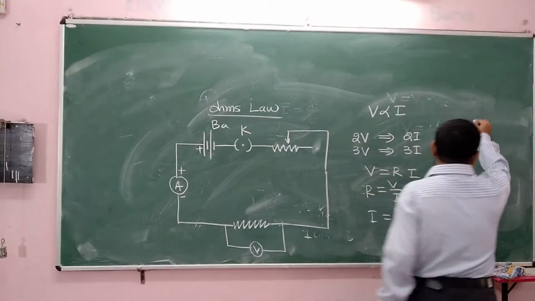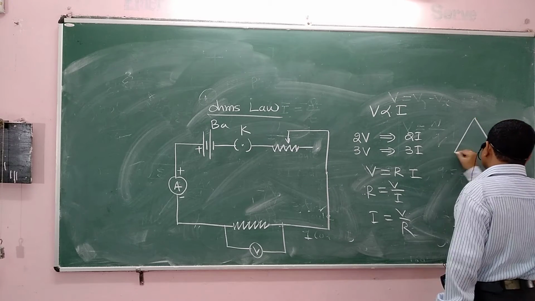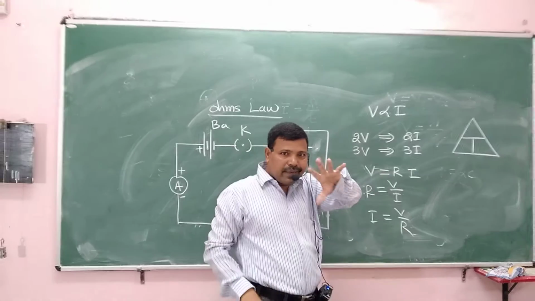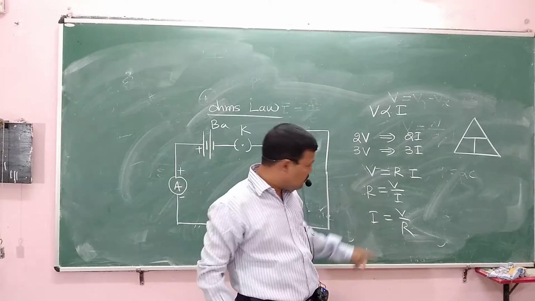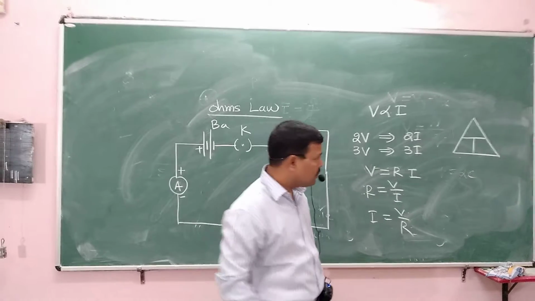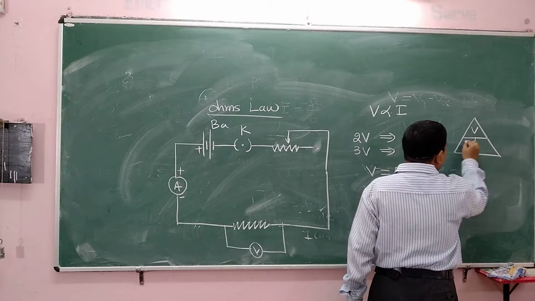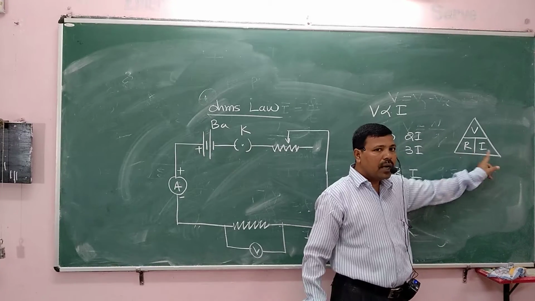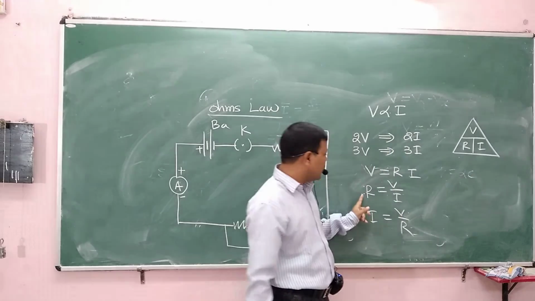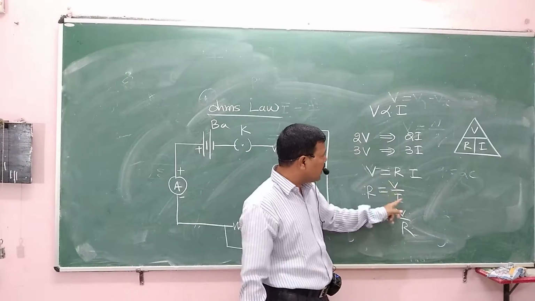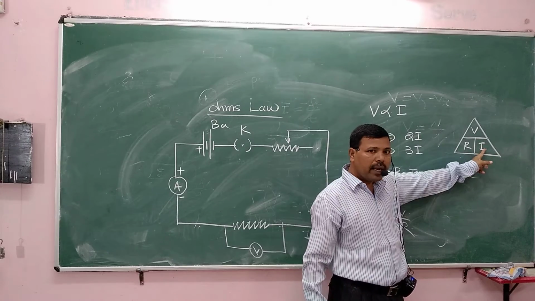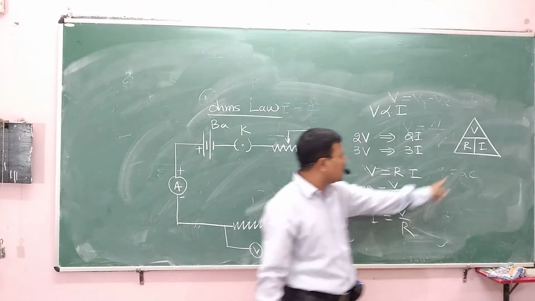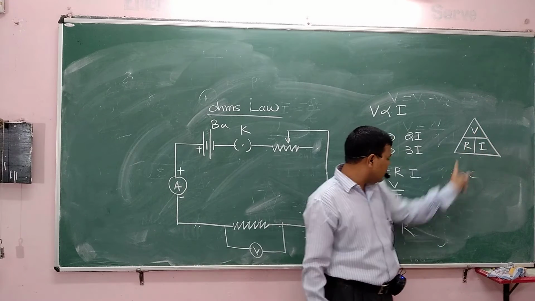How to remember? It's very easy. Use this trick to remember these forms of Ohm's law. First one, V is equal to R into I. Second one, R is equal to V by I. Third one, I is equal to V by R.